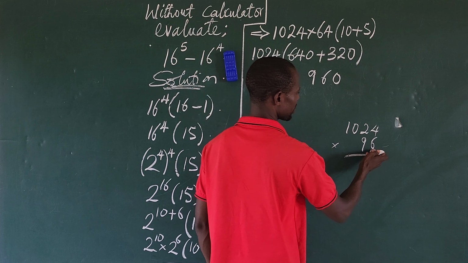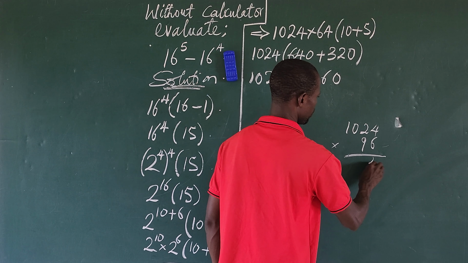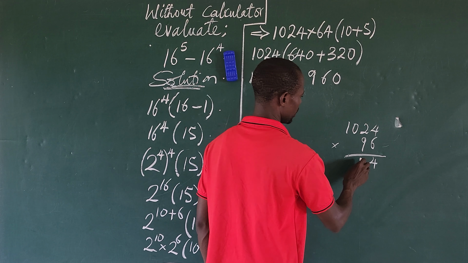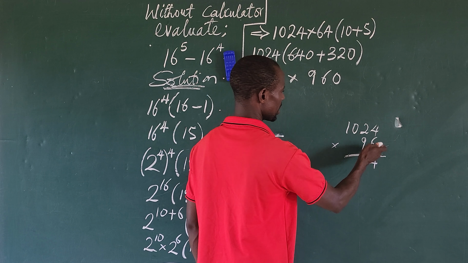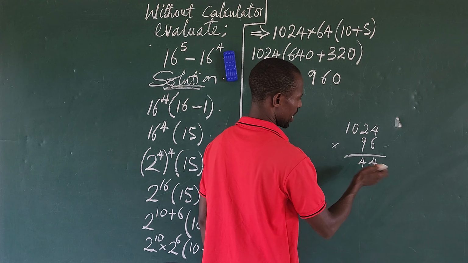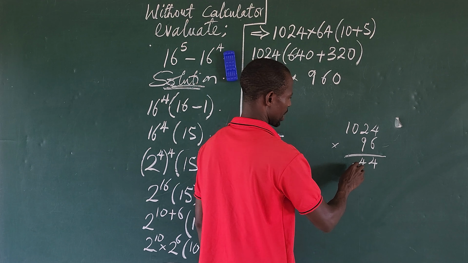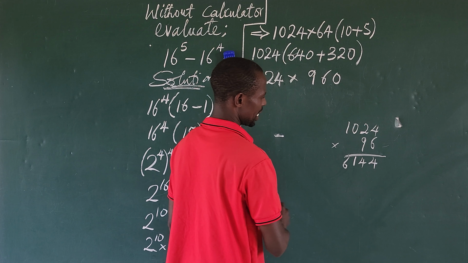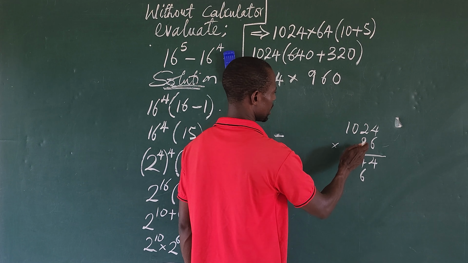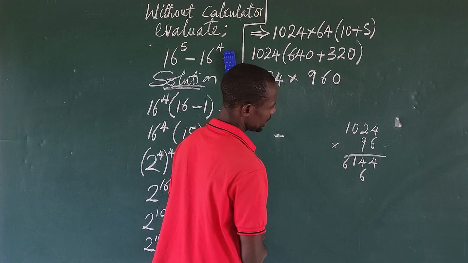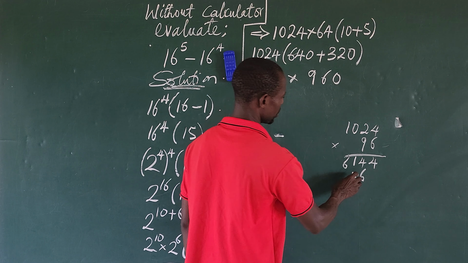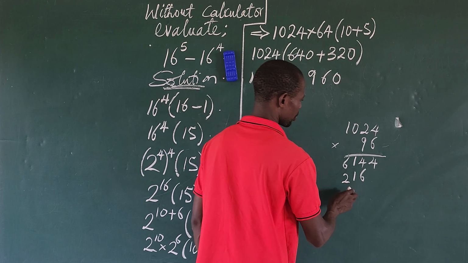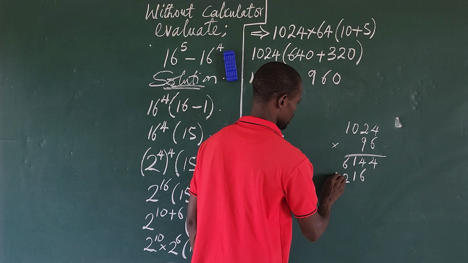So we have 6 times 4 gives us 24, carry 2. 6 times 2 gives us 12, plus the 2 you carry gives us 14. Then 6 times 0 gives us 0, then plus the 1 you carry gives us 1, and 6 times 1 gives us 6. So 9 times 4 gives us 36. So we have 6, carry 3. 9 times 2 gives us 18, plus the 3 you carry, 21, carry 2. 9 times 0 gives us 0 plus the 2 you carry, 2. Then 9 times 1 gives us 9.